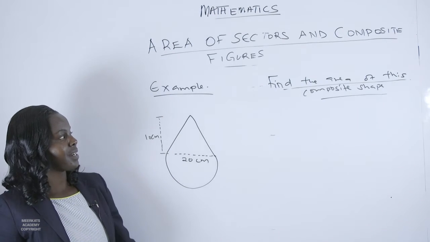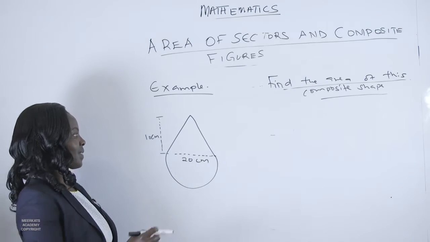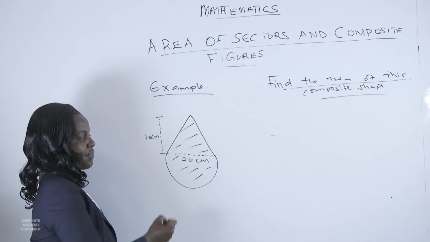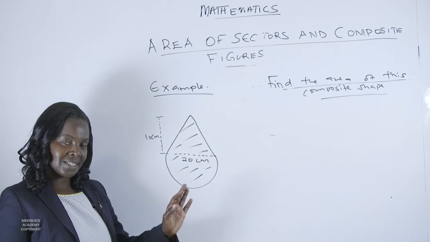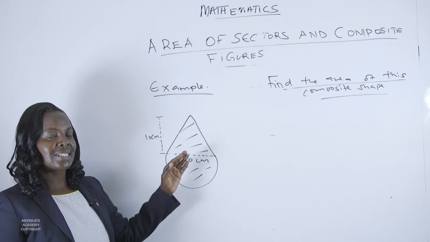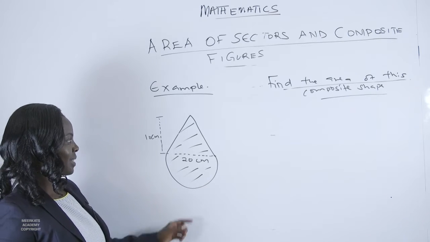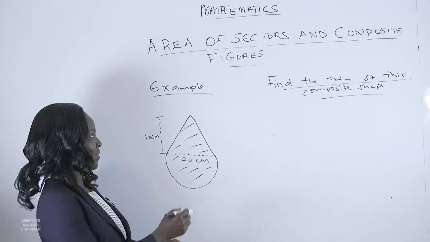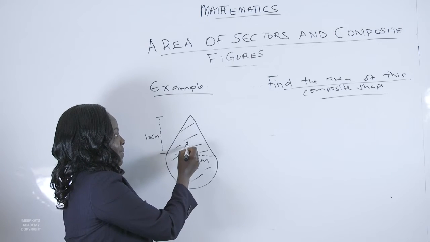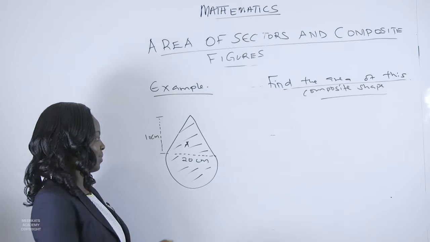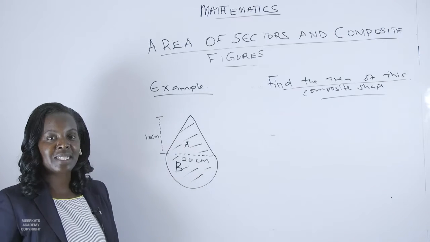Find the area of this composite figure. Let us find the area of this composite figure. Do we add? So the first thing that we are supposed to do is identify the basic shapes that make up the composite figure. You realize that there are two basic shapes here. We have a triangle, and then we have a semicircle.